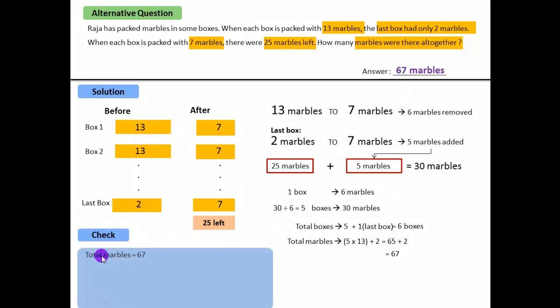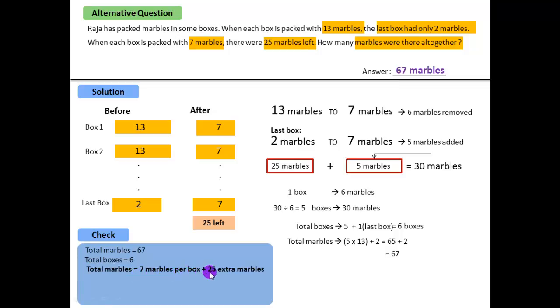To check our question, we know that the total number of marbles was 67. And the total number of boxes was 6. So let's find out the total number of marbles when there were 7 marbles in each box. It would be 7 marbles per box plus 25 extra marbles, which is 6 times 7 plus 25. This gives us 42 plus 25, which is 67 marbles. This is the same as the number of marbles that there were when there were 13 marbles in each box. So our calculation is correct.